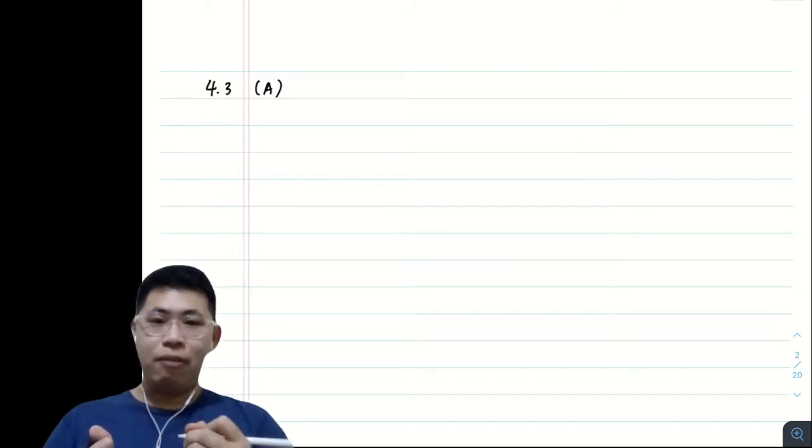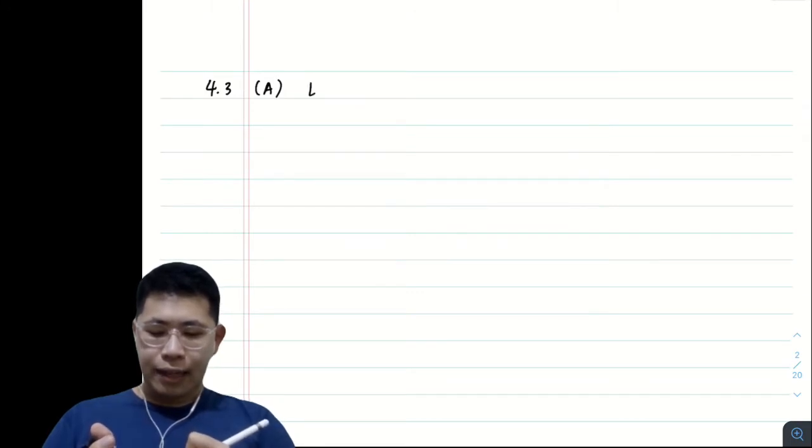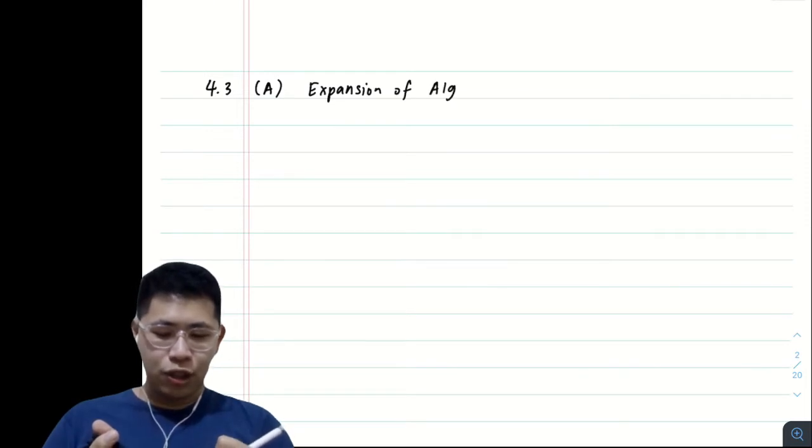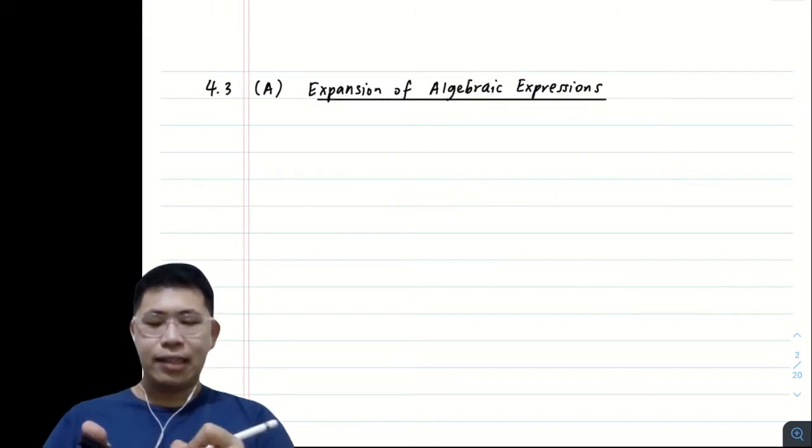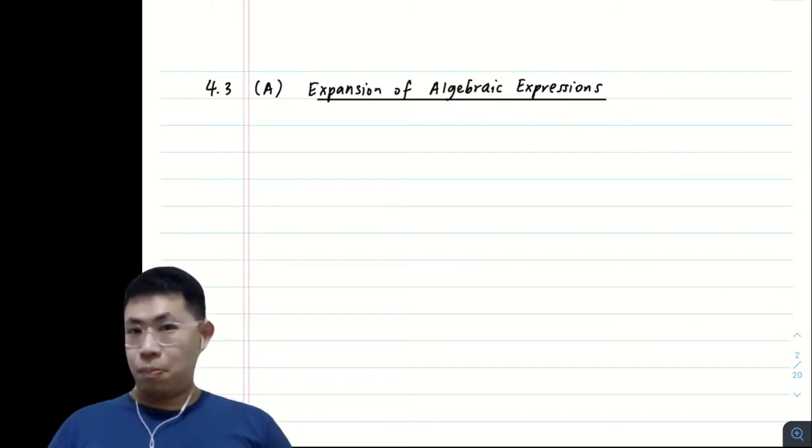Okay, we're going to continue on with chapter 4, and we're going into 4.3 now. So what is 4.3? In 4.3, we're going to look at the first concept called the expansion of algebraic expression. Okay, expansion of algebraic expression. Let me draw this straight line and move it up. Nice. Now, what is actually expansion?